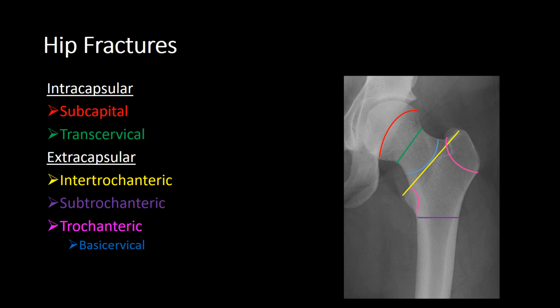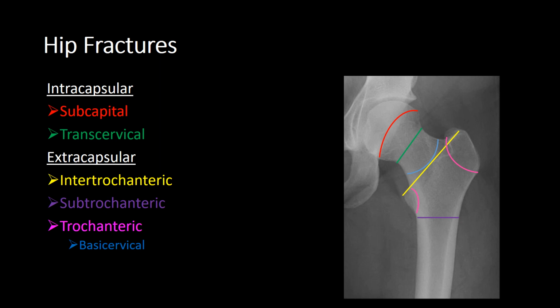You don't need to use the Garden classification in your what, where, how, because we don't use orthopedic classifications in image interpretation, with exception of, I think it's just the ACJ. But with regards to the hip, you don't need to use that. It's just for a point of reference.